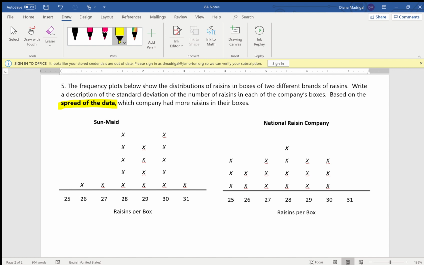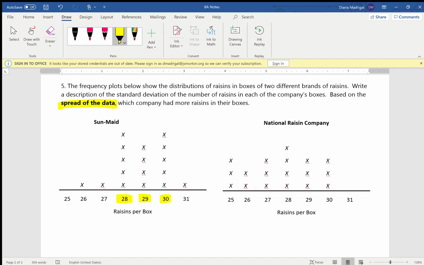Which one is more spread? And again, spread means that they are evenly spread around there, evenly in each box. They have different ones, okay? As you can see from Sun-Maid, you have one with 26 raisins in the box, one with 27, and you have 1, 2, 3, 4, 5 on 28. Then you have 4 on 29, 5 on 30, and 1 on 31. Seems like all the raisins in the box are in between 28, 29, and 30. It's not really spread, okay?